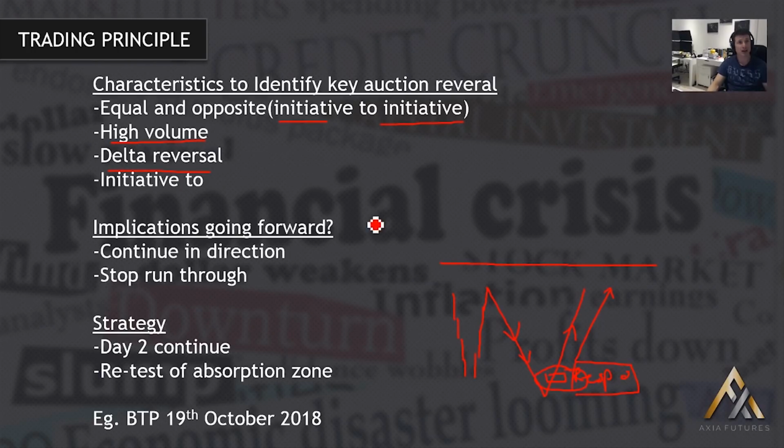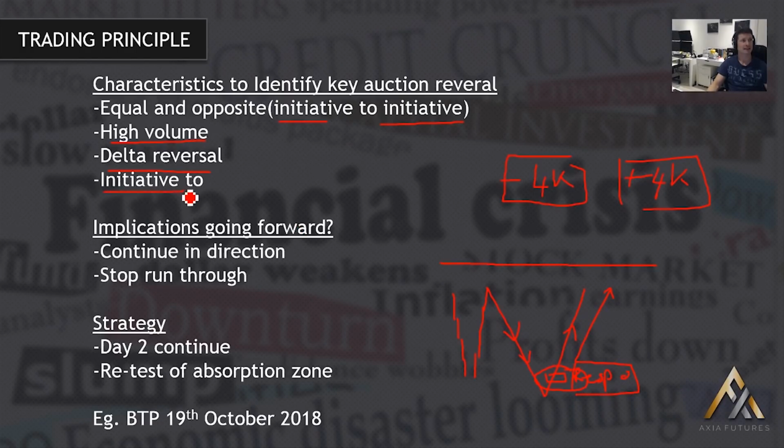In other words, we'll see a lot of negative delta on the way down. Why? Because sellers are very happy to hit whatever bid they can. Buyers are not going to lift offers, so there's no buy side delta. There's only aggressive sell side delta. But what we see in a key auction reversal is a very aggressive shift, not just a negative delta, from a very negative delta to a very positive delta. So it's almost extremes, opposite extremes that occur in a key auction reversal.